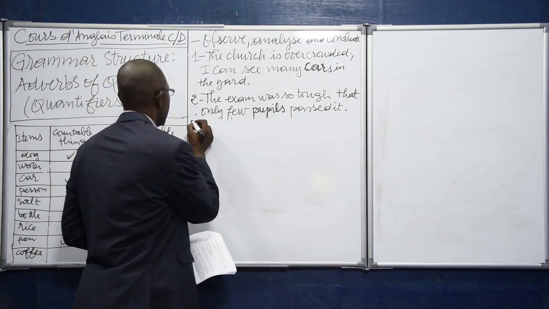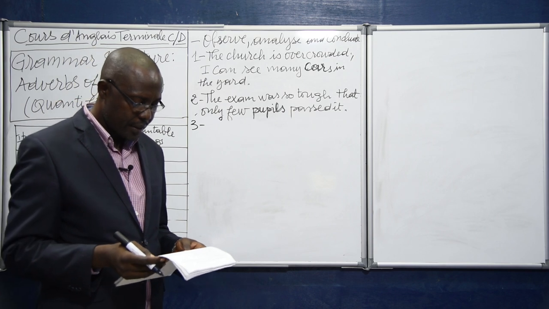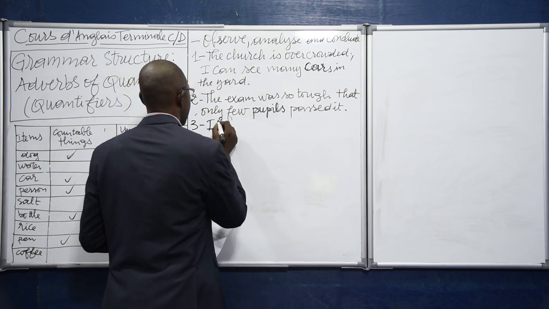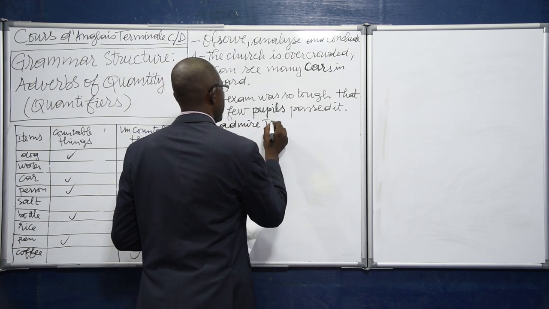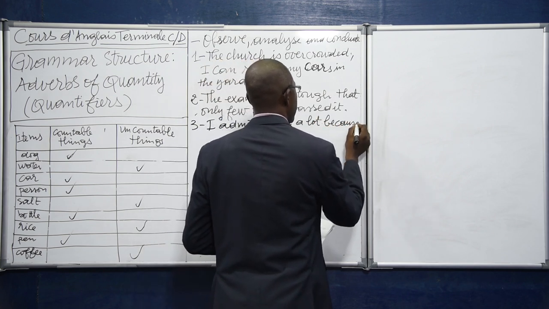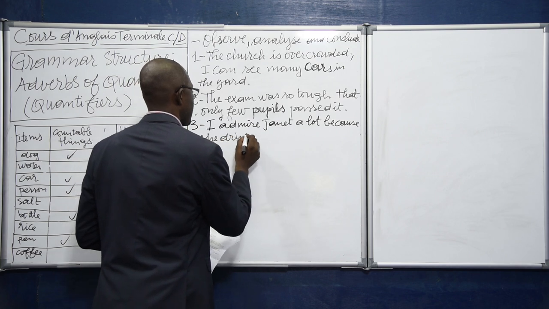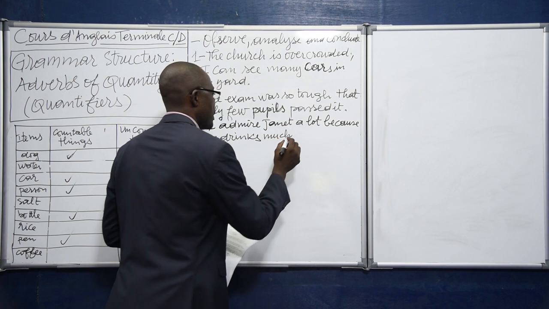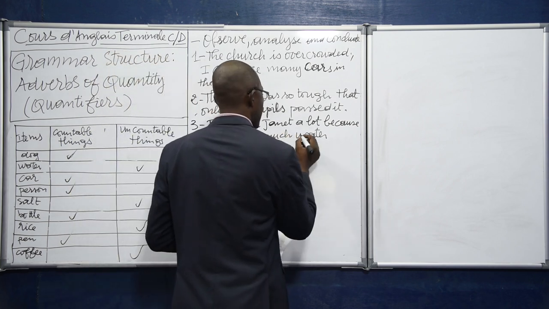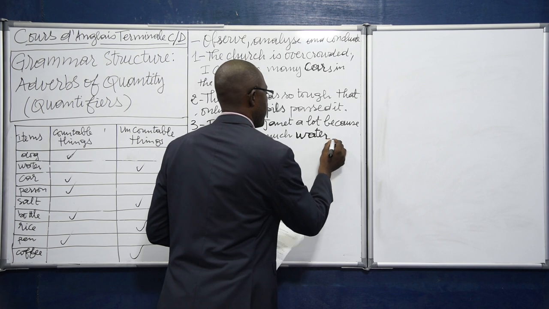So we come down to example three. Number three: I admire Janet a lot because she drinks much water. So here we have water, just like this. Okay, full stop.